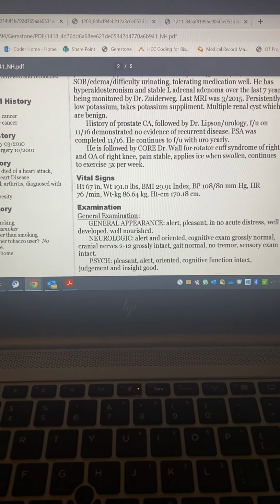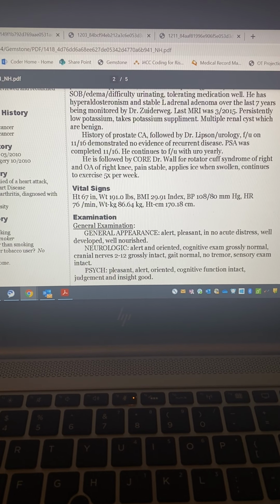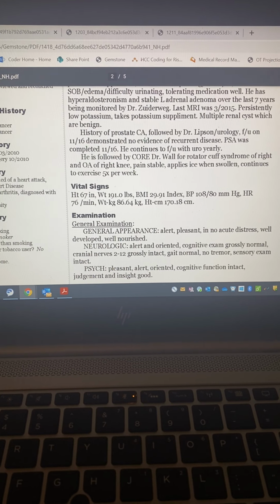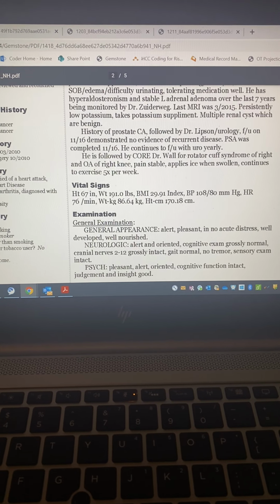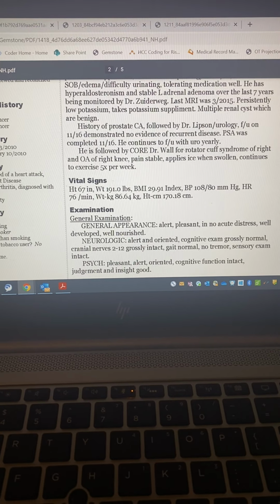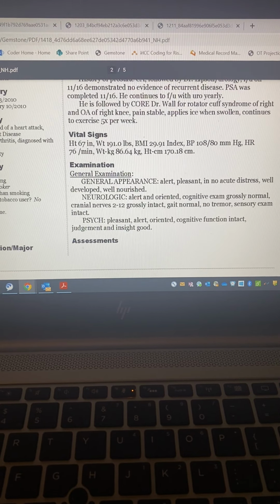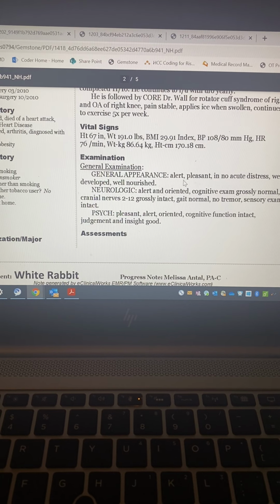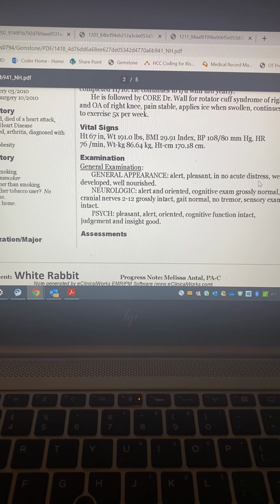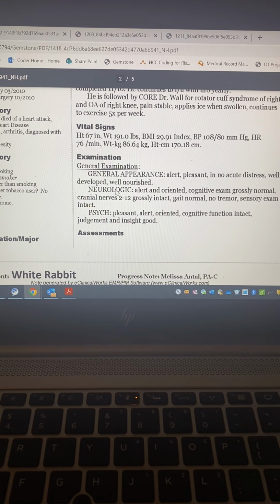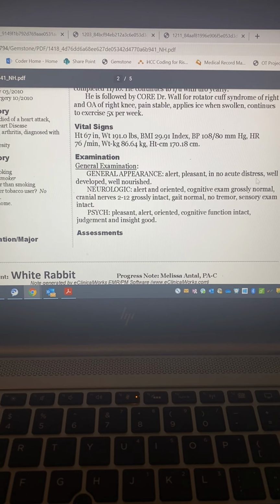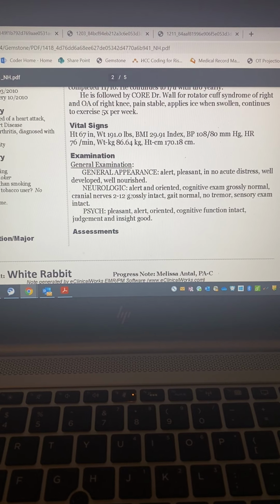Okay, so here are the vital signs. You see all those things he had wrong, correct? Because the video is getting long, I won't go back through it when I switch over and talk to you about E&M. Here's the exam. General appearance: alert, pleasant, and no acute distress. Well developed, well nourished. Nothing is wrong with this patient physically that he can see off the top. No distress, nothing is wrong.